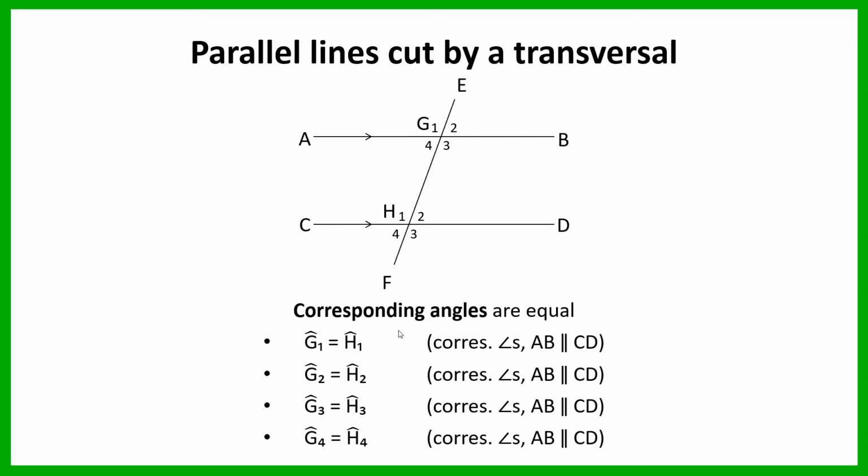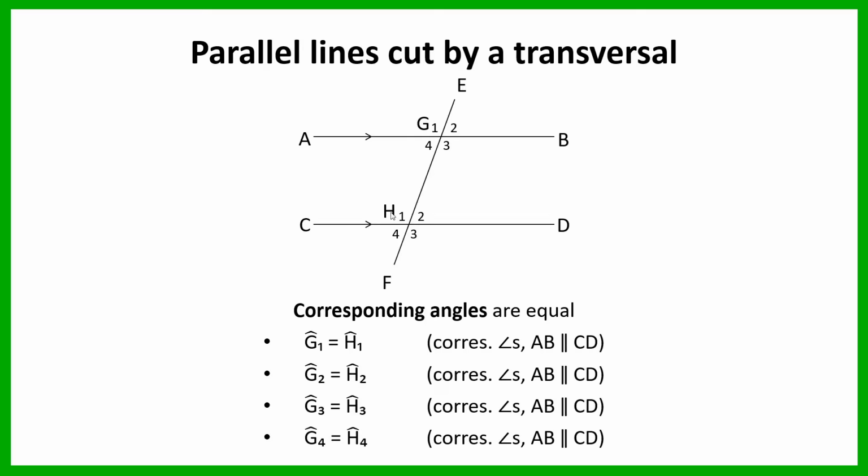So in this case, we're looking at corresponding angles. Corresponding angles are angles that are in the same position to each other relative to the parallel lines. So angle G1 and H1, you'll see over here, they're both on the left of the transversal and they're both sitting on top of the parallel lines. They are corresponding. Angle G2 and H2 are both on the right of the transversal and they're also both sitting on top of the parallel lines. Angle G3 and H3 are both on the right of the transversal and they are sitting underneath the parallel lines. And G4 and H4 are both on the left of the transversal and they're also both sitting underneath the parallel lines.